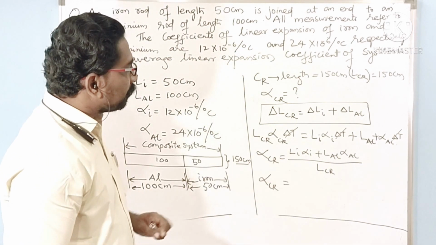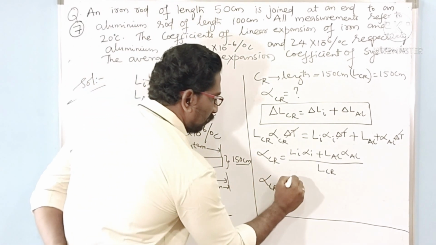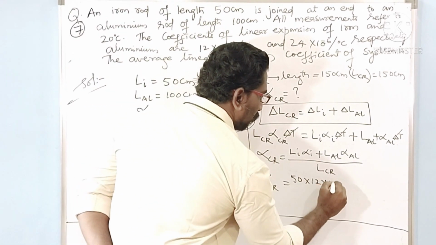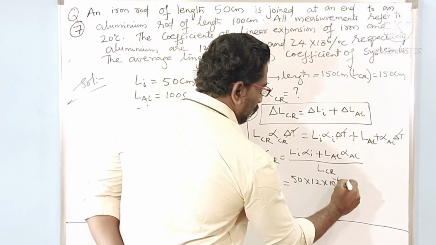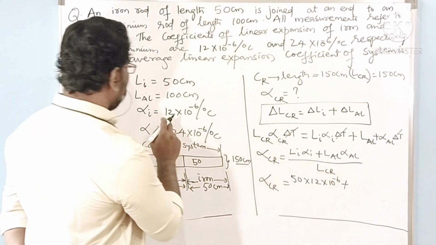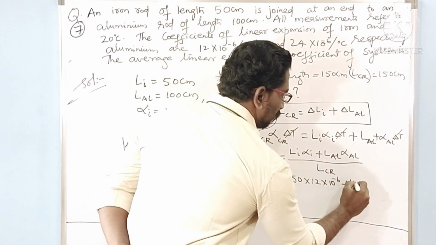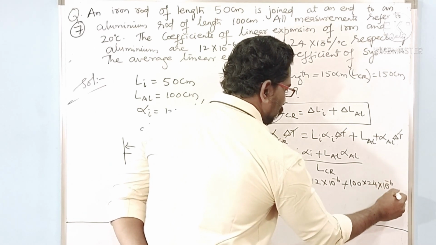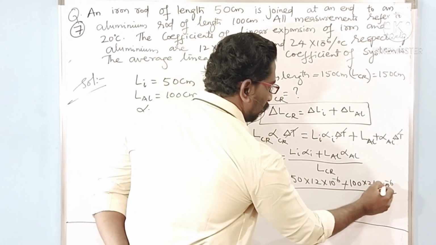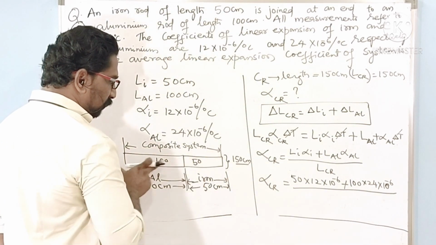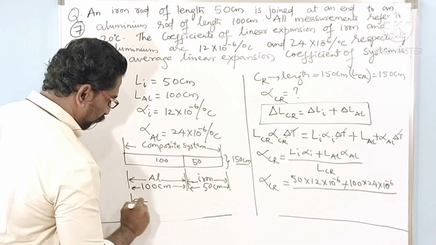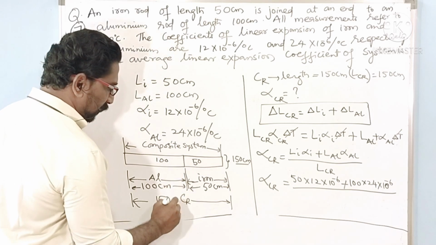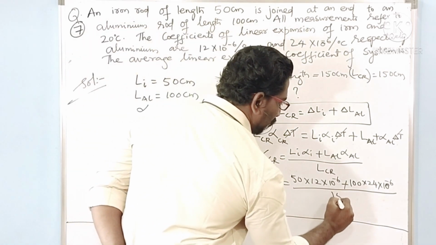What is the length of iron? It is 50. 50 into what is alpha of iron? Alpha of iron is equal to 12 into 10 power minus 6, plus the length of aluminum, which is 100, 100 into 24 into 10 power minus 6, divided by the length of the composite rod. The total length of this composite rod is 150 centimeter. So it becomes 150.